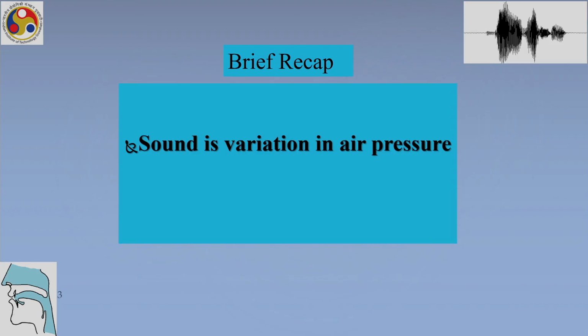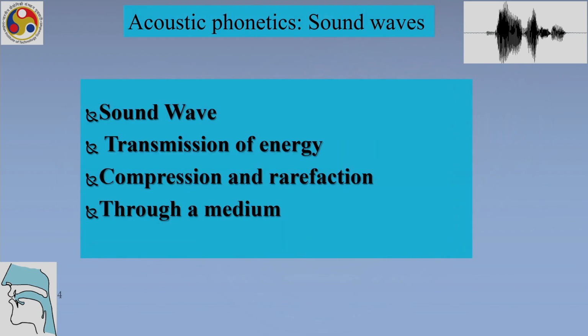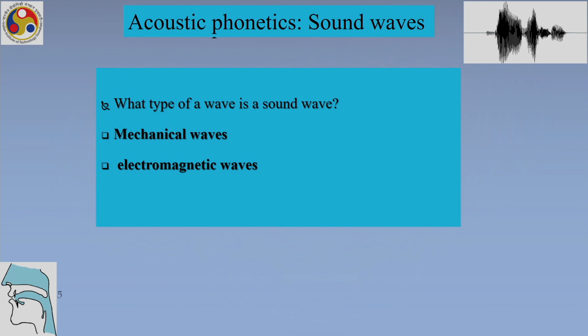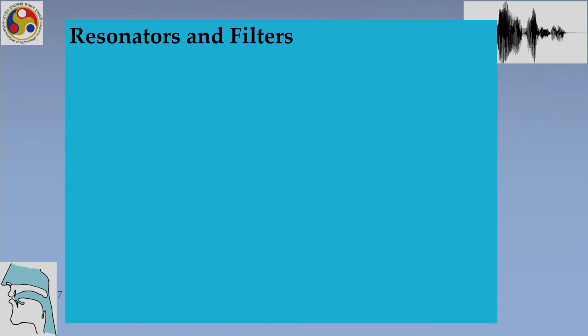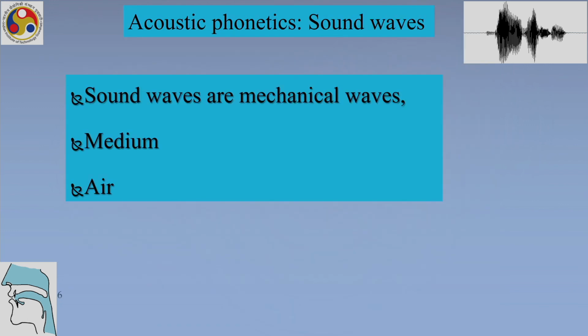So let's briefly recap what we did in the last class. We studied how sound is a variation in air pressure which is detectable by the human ear. And we also saw how sound wave is actually a transmission of energy, a compression and rarefaction through a medium, which is air in the case of linguistic sounds. Sound wave is a mechanical wave, and mechanical waves need a medium, and that's air for speech sounds.